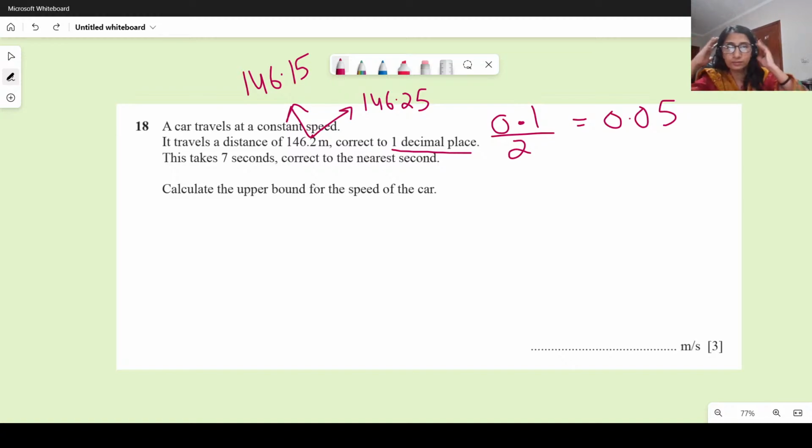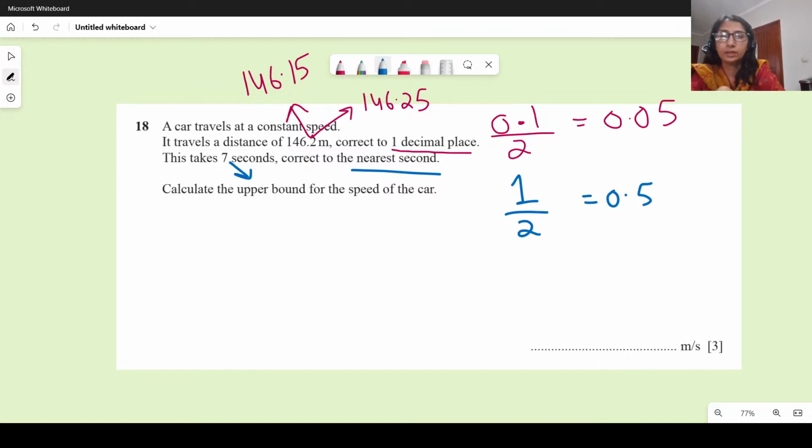Then it says 7 seconds, correct to the nearest second. Now nearest second means 1 second. 1 divided by 2 is 0.5, which means the upper bound here would be 7.5. The lower bound here would be 6.5.